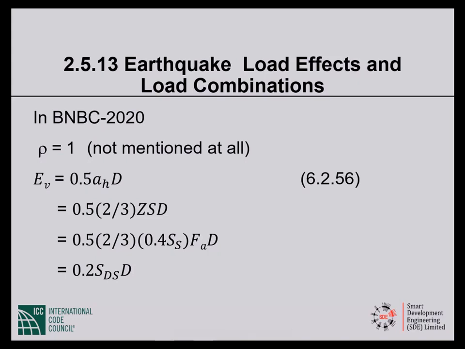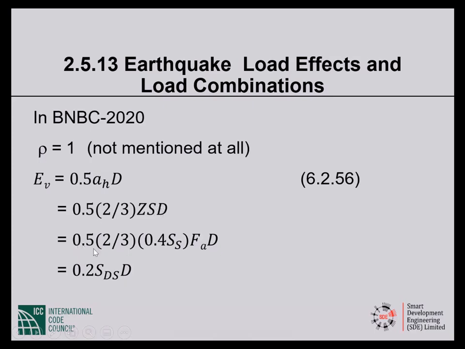Now in BNBC 2020, as I said, rho is 1, not mentioned at all. E sub B is given by this expression, 0.5 A sub H times the design dead load D. It doesn't say 0.2 S sub ds times D. BNBC does not. A sub H, it says right there underneath the equation, is equal to 2/3 Z soil factor S times D.